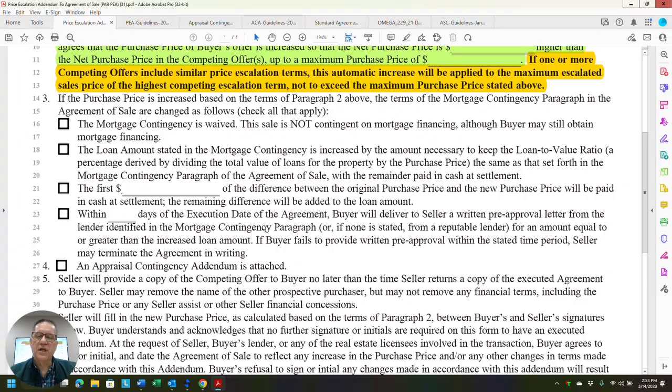Within so many days of the execution of this agreement, you're going to provide them with a pre-approval letter, which is going to cover the new purchase price based on the escalations. I always highly recommend that when you submit an offer, your pre-approval will be high enough to cover the maximum amount of your escalation. This way you don't have to go out and try and get one later.